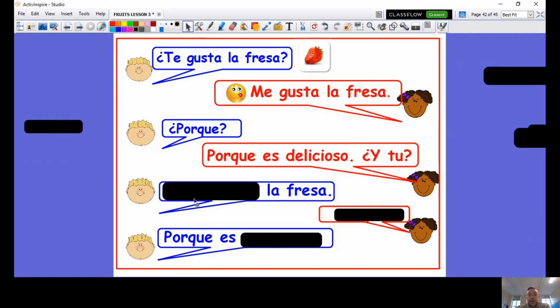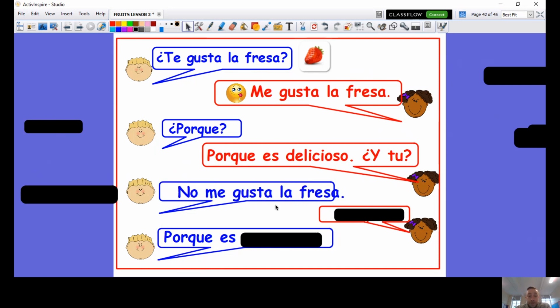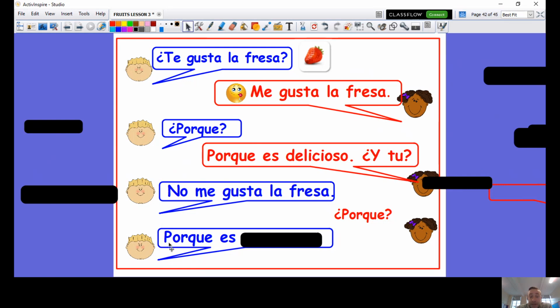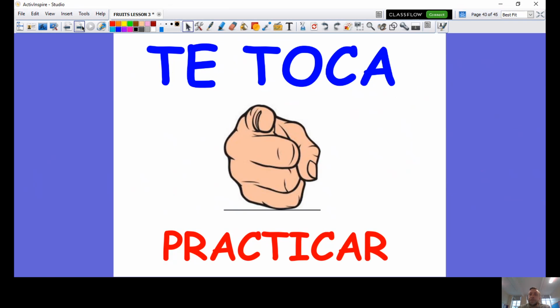¿Y tú? And he says, I don't like la fresa. How do we say I don't like in Spanish? Perdón. No me gusta la fresa. And then she wants to ask him why. How do we say why? ¿Por qué? And he says, porque es disgusting. How do we say disgusting? Asqueroso. Wow, well done. Very impressive.